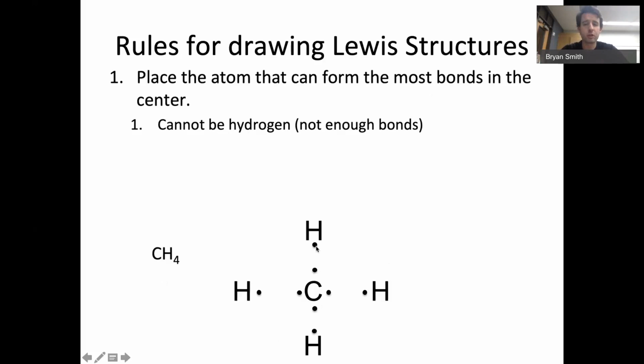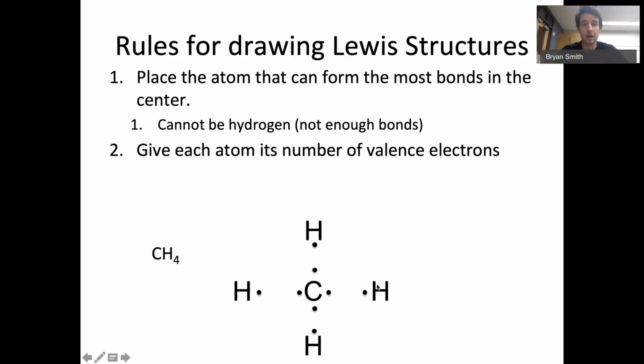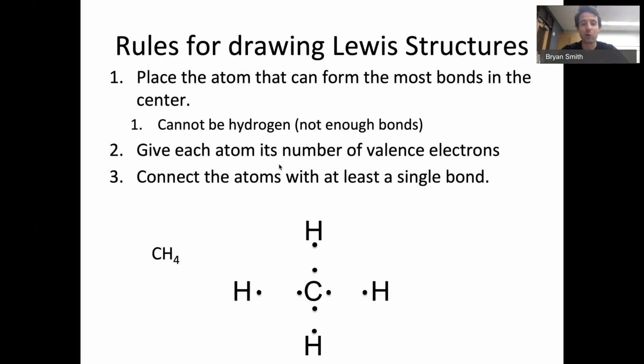Now you'll notice that I was pretty strategic in where I put hydrogen's 1 valence electron. I put it in a way that I can do the next step. And the next step is give each atom its number of valence electrons. And then we're going to connect everything together. So the rules so far are find your center atom and then connect the dots.